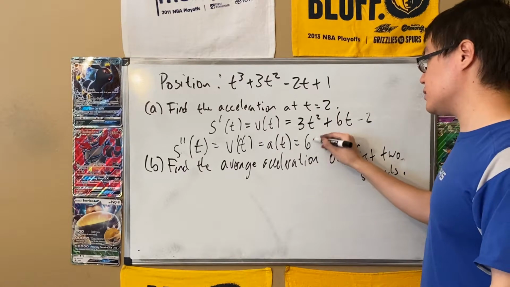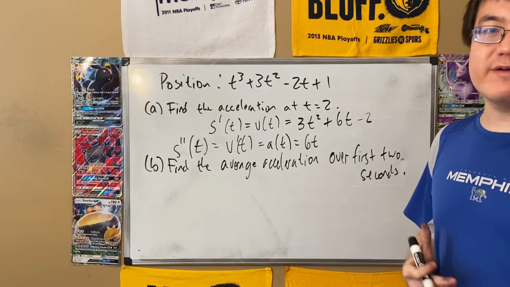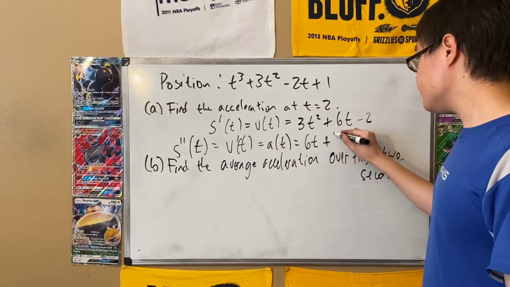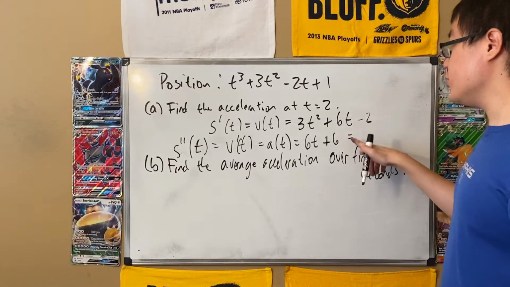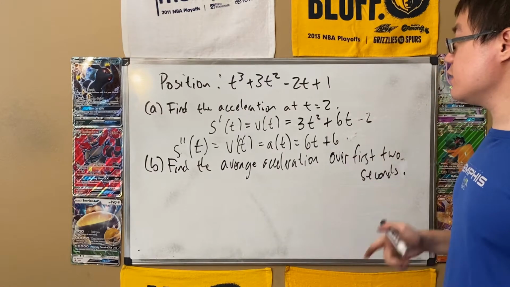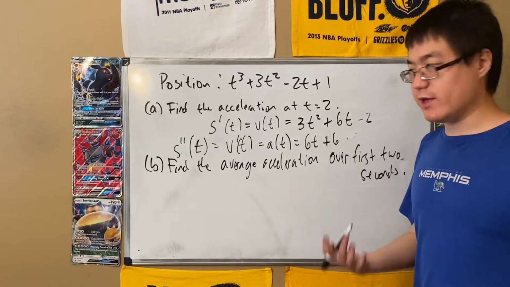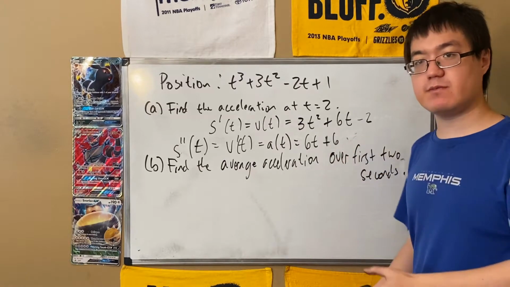So it's going to be 6t. Then we are going to take the derivative of 6t. That's just going to be 6. That's going to be plus 6. And then finally, we do want to find the acceleration at a certain time. If the question would just write the acceleration, our answer would be 6t plus 6.